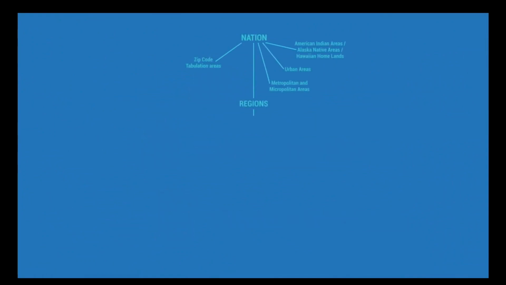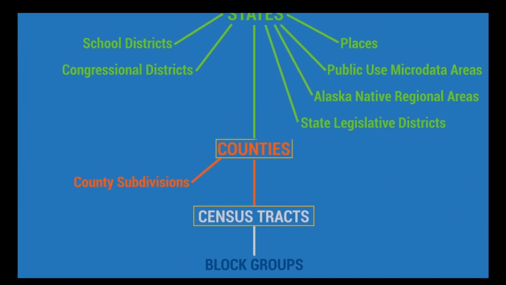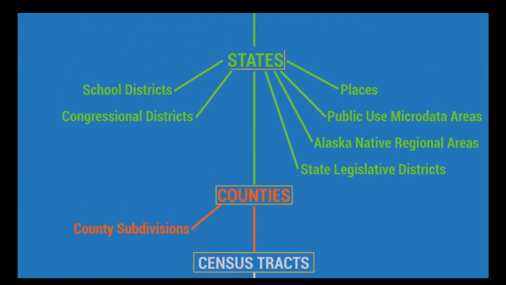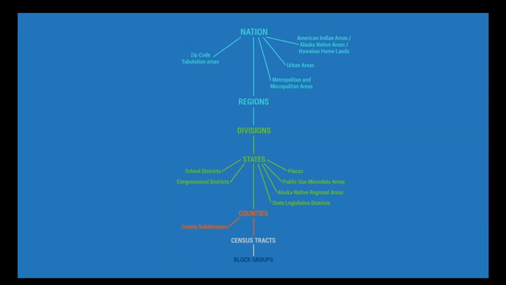Many geographic areas are organized in a hierarchy, with smaller geographic areas nested within larger geographic areas. For example, census tracts are nested within counties, and counties are nested within states. The wide range of geographic areas available allows data users to drill down to describe the characteristics of their communities, how they compare with other geographic areas, and how they have changed across time.